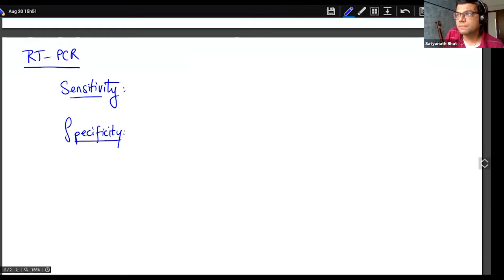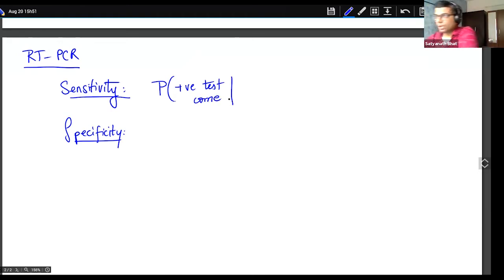Okay, so what is sensitivity? Sensitivity says the probability of getting a positive test outcome. It is important to understand this difference. What am I saying? If you take the test and it comes out positive, that is completely different from actually having the disease, right? So what sensitivity is saying is, what is the probability of getting a positive test outcome given that the patient has COVID?